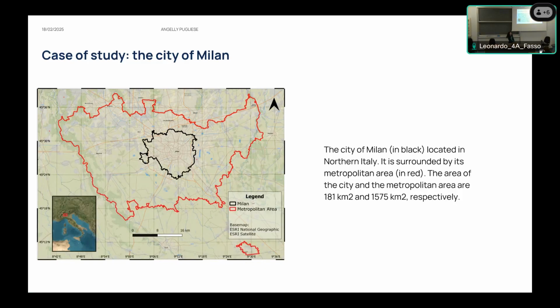So here we have the city of Milan, the comune and the metropolitan city, because the comune is too small and the urban heat island effect is basically happening everywhere. So to have a bit more spatial variability to train our model, we consider a larger area of interest.